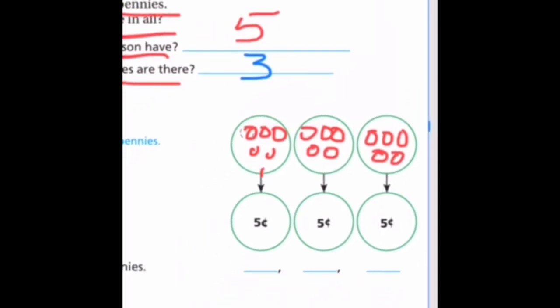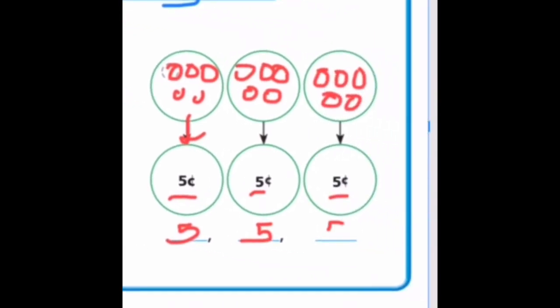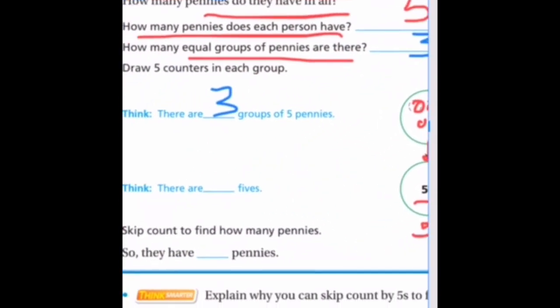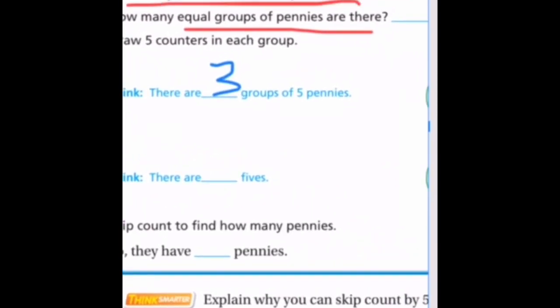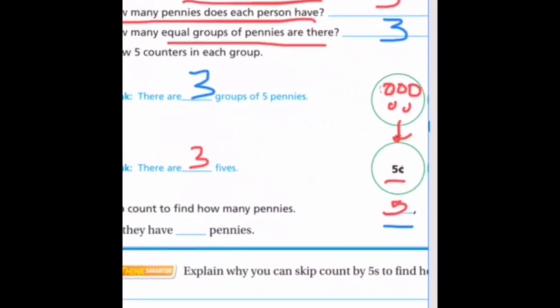5 pennies equals 5 cents, right? Okay, so down here we can write 5, 5 and 5. How many 5s are there? There are 3 5s, right? 1, 2, 3 of them. 3 5s.